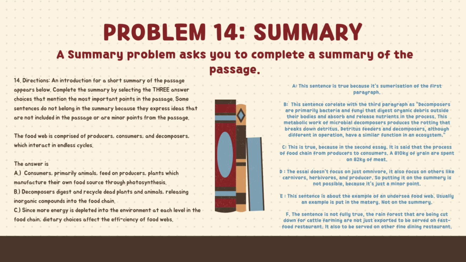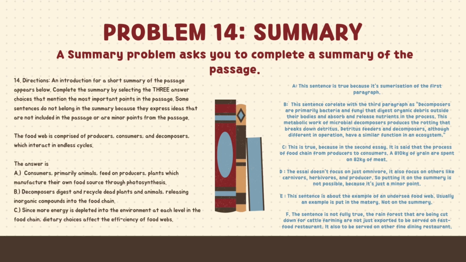The answer is A. Consumers, primarily animals, feed on producers, plants, which manufacture their own food source through photosynthesis. B. Decomposers digest and recycle dead plants and animals, releasing inorganic compounds into the food chain. C. Since more energy is depleted into the environment at each level in the food chain, dietary choices affect the efficiency of food webs.